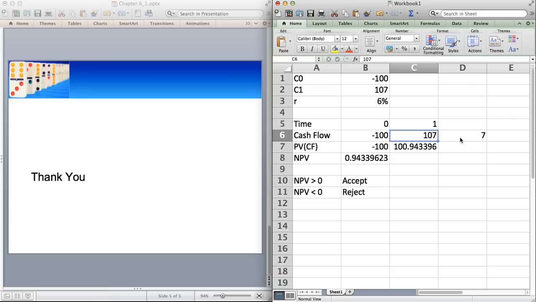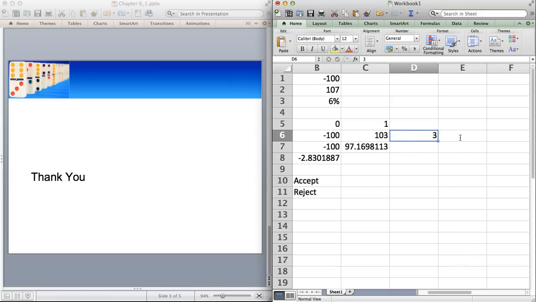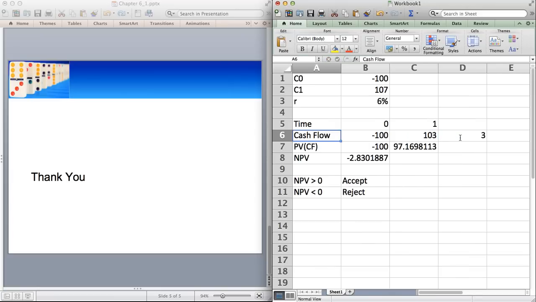There are no delays in payments, and there's no depreciation. There are no accounting manipulations there. And the accountant would say, well, you make a profit, so we should go ahead and invest. Let's even assume that it's 103. So if it's 103, the accountant says, well, you're making a 3 euro profit, so you should invest.